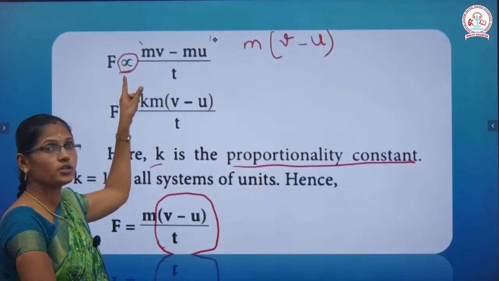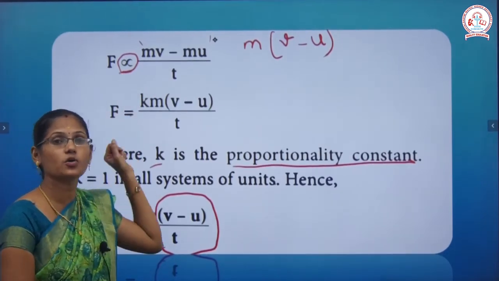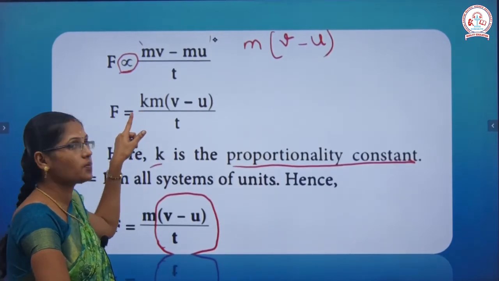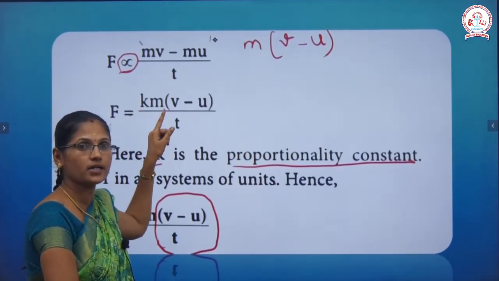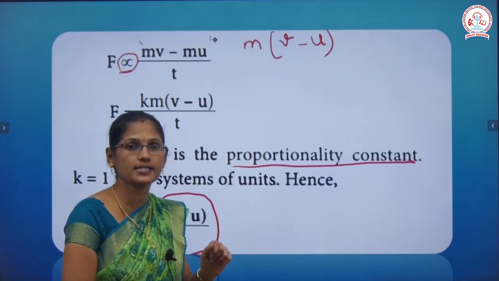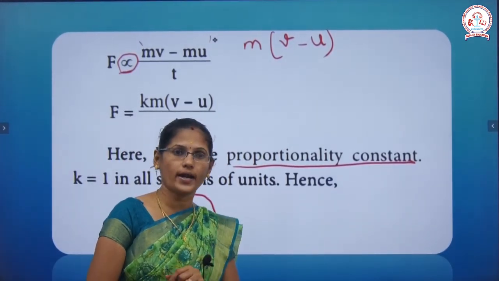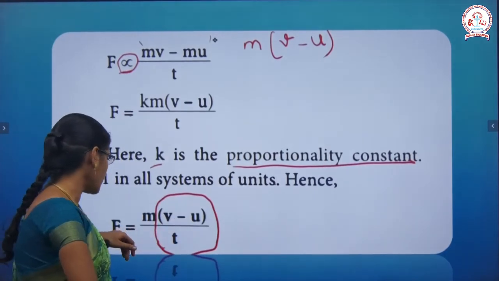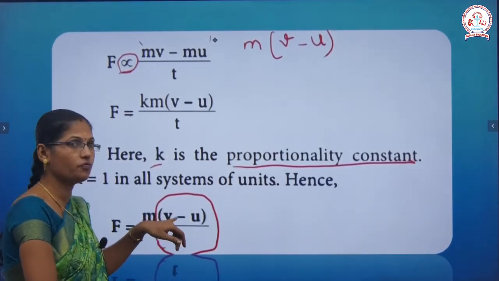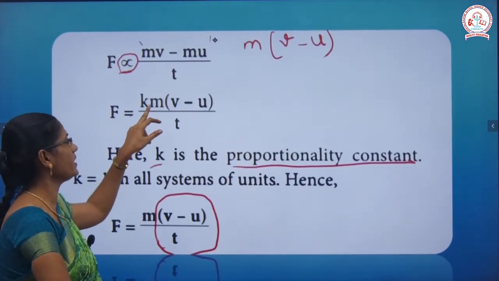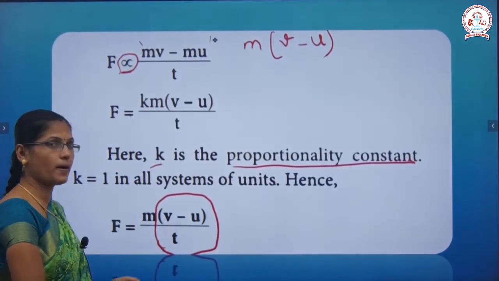So we want to remove the directly proportional sign, so we include one constant term. That is called k. So F is equal to k into (mv minus u) by t. So here k is the proportionality constant. So k value is 1. And what is the final value? F is equal to m into (v minus u) by t. So m is common, so we take it outside. So m into (v minus u) by t.